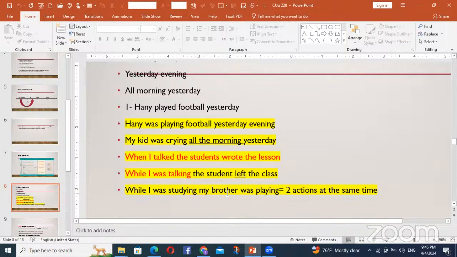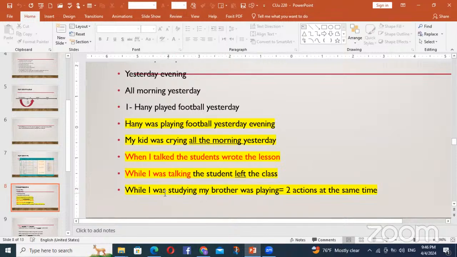While I was studying, my brother was playing. How many actions do we have here? Two actions. Okay, I connect here two actions with two different subjects. The first one, I. The second one, my brother. The verb here is "was studying". The other verb is "was playing". So it means that there are two different actions.